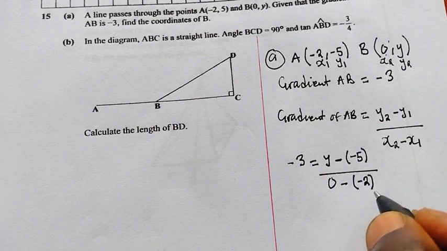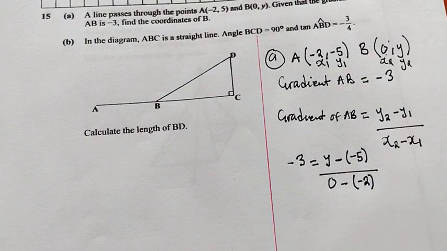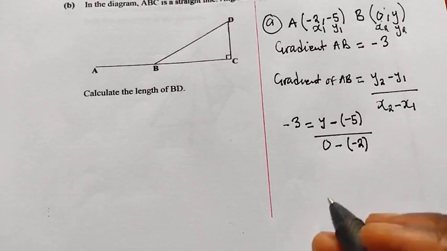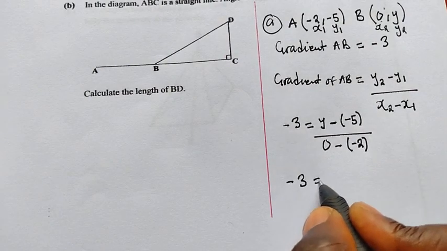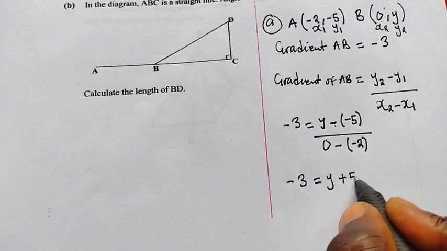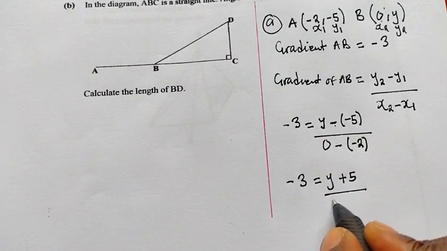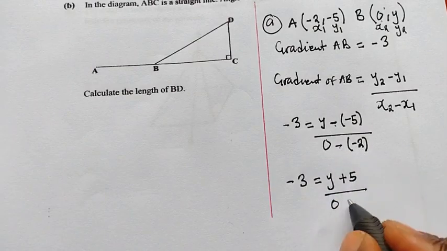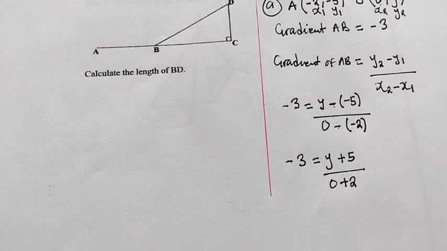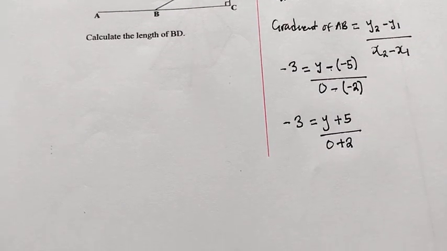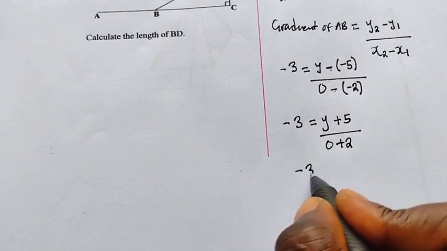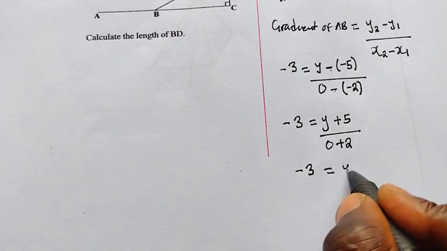Put it in brackets as well to avoid complications. Okay, now from here, let us open the brackets where we say negative 3 is equal to y, negative times negative, we are going to have a positive 5 over 0, negative negative, we are going to have a positive 2 right here. So from here, what are we going to have? You can say we are going to have negative 3 is equal to y plus 5.